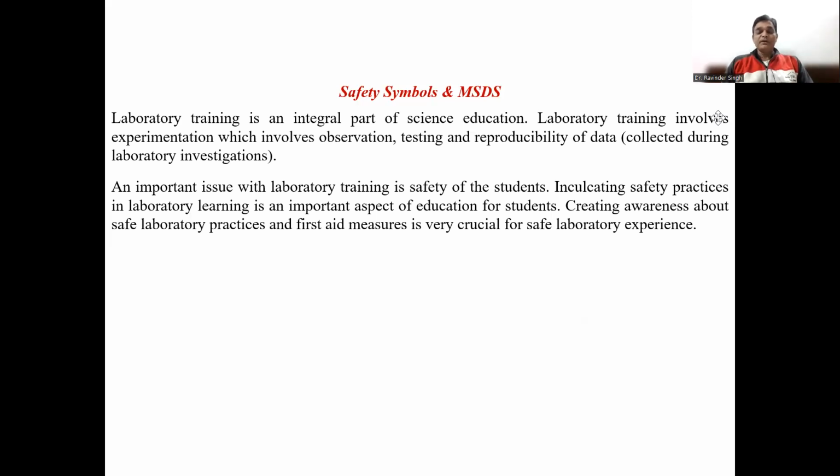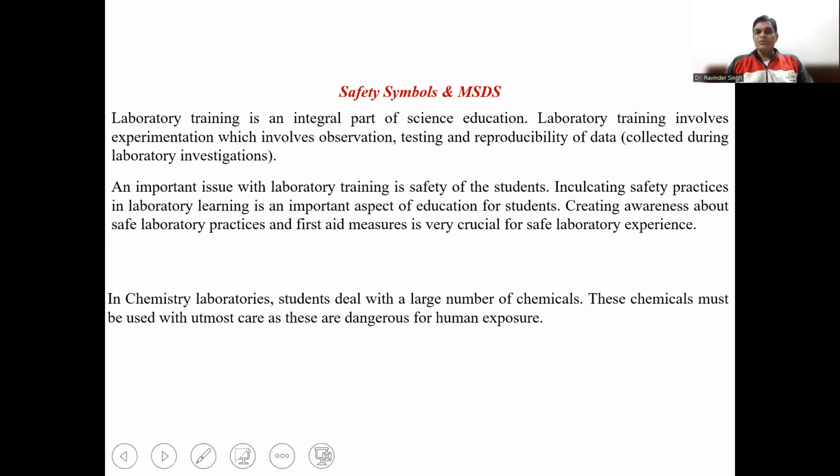In the current session, we will learn about the safety symbols which are assigned by the chemical industry officials in the form of a label on each chemical box. In the chemistry laboratory, the student deals with a large number of chemicals during the experimentation process. These chemicals must be used with utmost care as they are dangerous for human exposure.